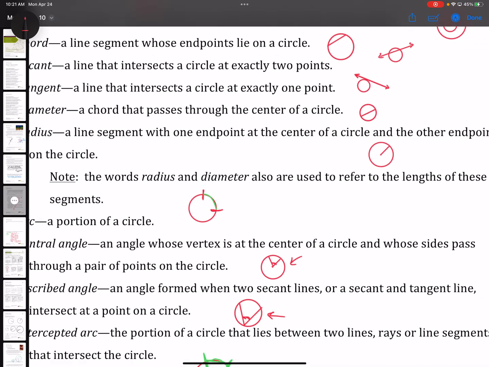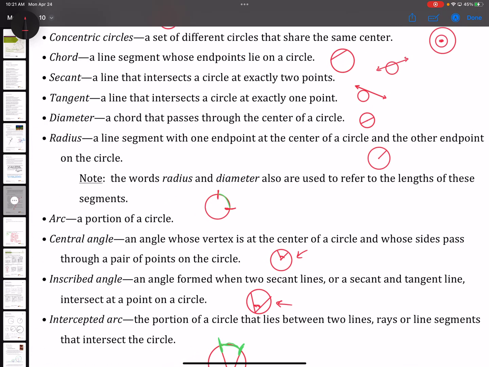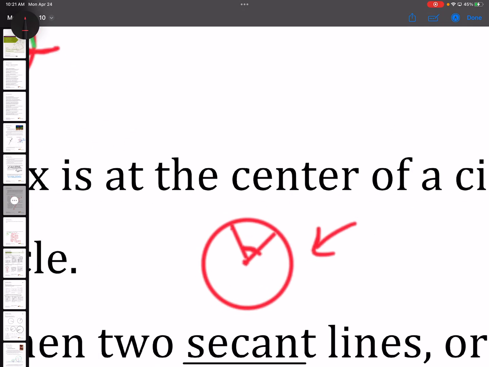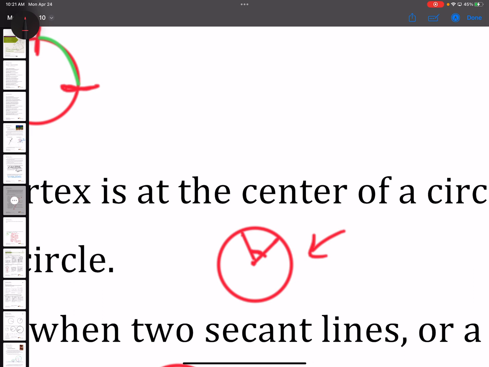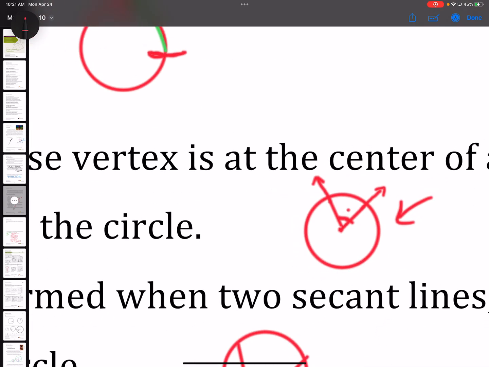Circle. Central angle. An angle whose vertex is at the center of a circle and whose sides pass through a pair of points on the circle. Good. So this could be a central angle, or if you extended those lines as well, that can also be a central angle. And what we're referring to is that angle in the middle right here. That is the central angle.